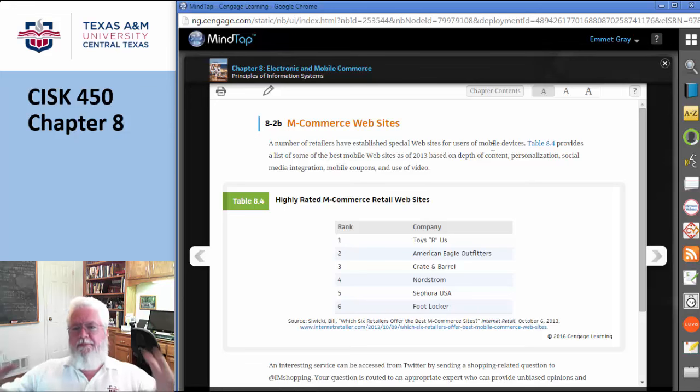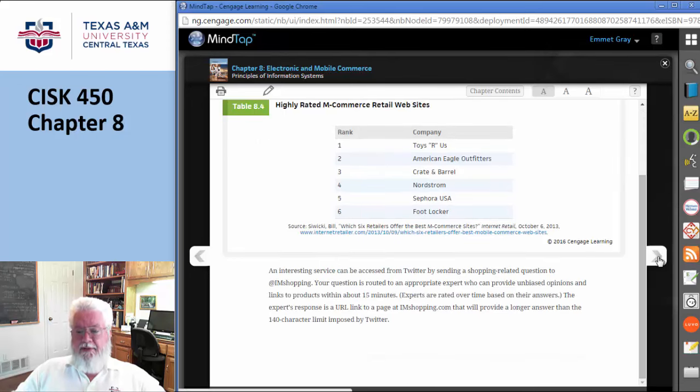m-commerce websites, and from this point in the chapter, they kind of mix m-commerce and e-commerce together, so it gets a little confusing because, I don't know, it's a little weird. Anyway, what are the top rated mobile sites? If you ever went to Toys R Us, I recommend you do this. Whip out your phone and go to Toys R Us and look at their mobile version of their webpage. It's actually pretty doggone good. They did a good job at that.